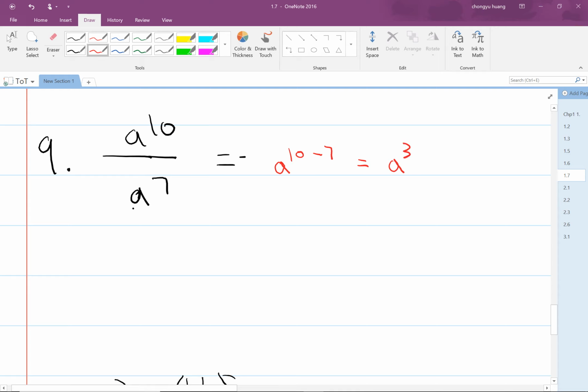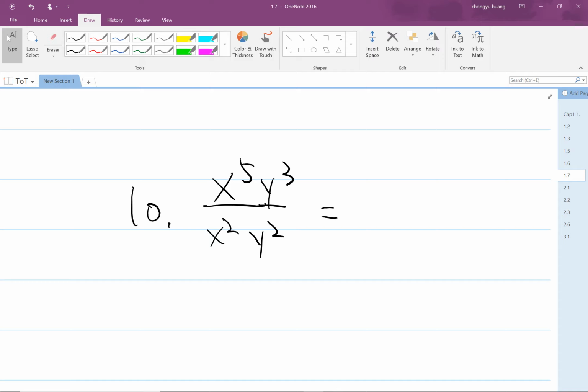So it's a to the power 10 minus 7, which is actually a to the power 3. That's the answer for question 9. Let me erase this part. This is no minus.